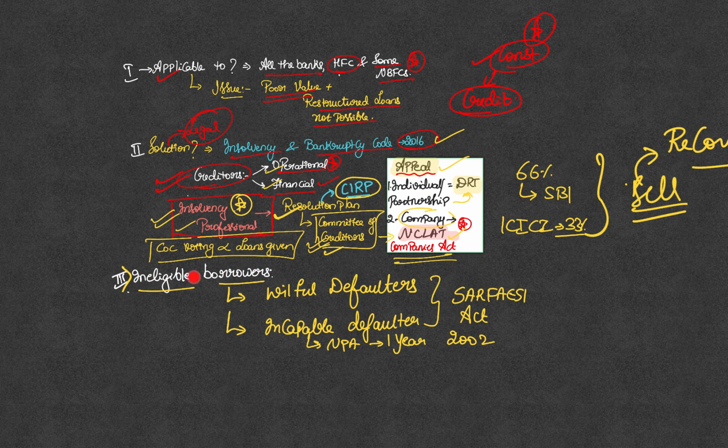However, remember that there are certain ineligible borrowers. Who are these ineligible borrowers? Willful defaulters. Let's say, for example, Nirav Modi. He was considered a willful defaulter because he had the money to pay back, yet he was not willing to pay back. And secondly, incapable defaulter. So as per the legal definition, if a non-performing asset remains a non-performing asset for more than 1 year, they cannot approach the insolvency professionals under this IBC code or the IBC. Directly, their assets will be liquidated as per the SURFACE Act, which we have discussed prior to this.